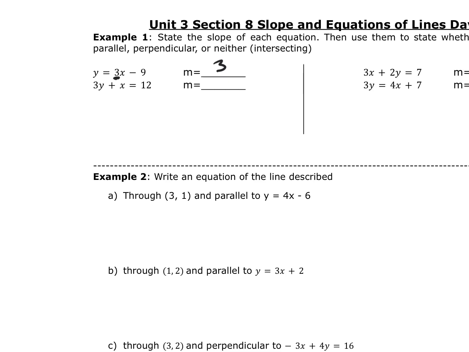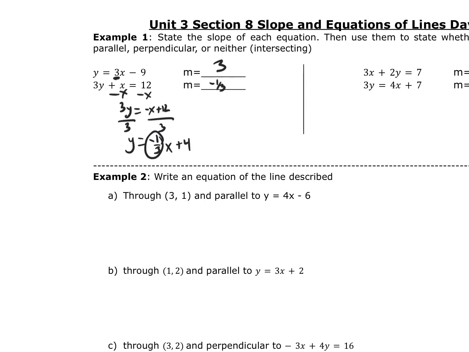So to get y by itself, the first thing we do is subtract x from both sides. So we get 3y equals negative x plus 12. And then we need to divide both sides by 3 to get y by itself. Y equals negative 1/3 x plus 4. The 4 is our y-intercept, but we don't need that right now. All we need is the negative 1/3.